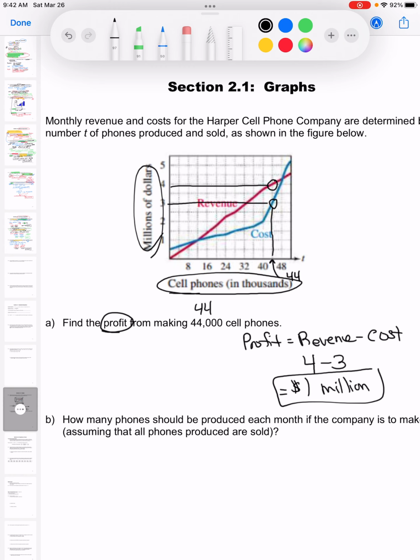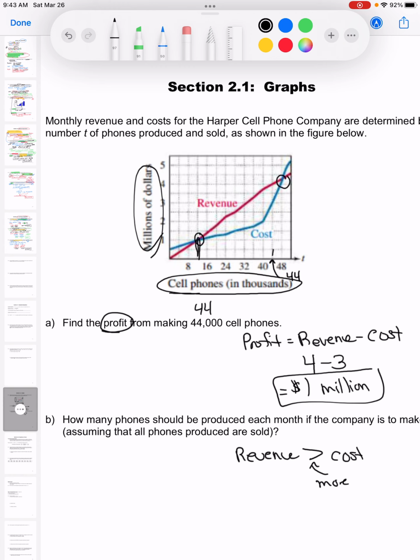All right, for B, how many phones should be produced each month if the company is to make a profit? So to make a profit, the revenue must be more than the cost. So we want to know all the places where the revenue, the one in red, is above the cost. So it looks like it starts right here and goes all the way to right there.